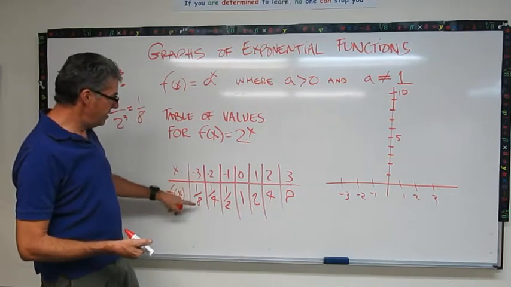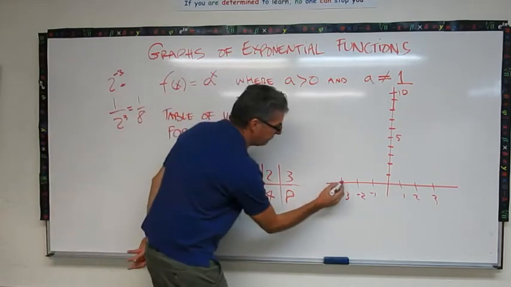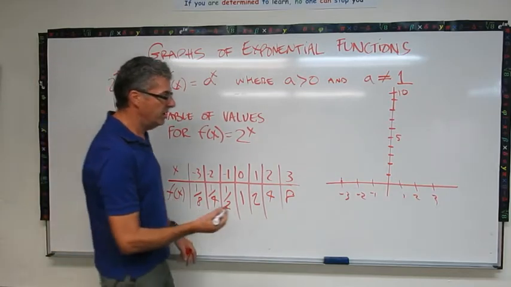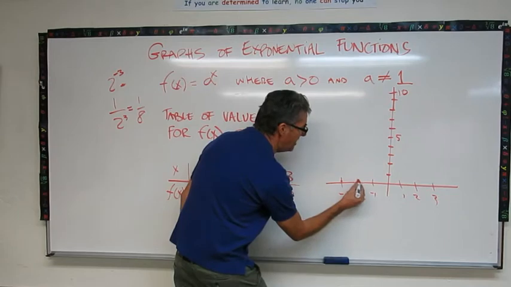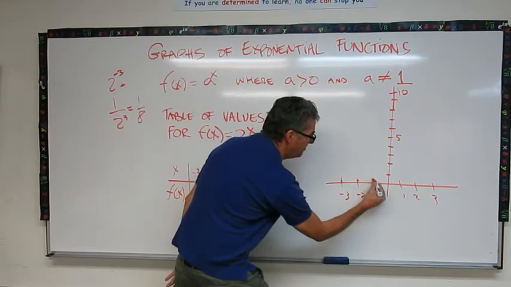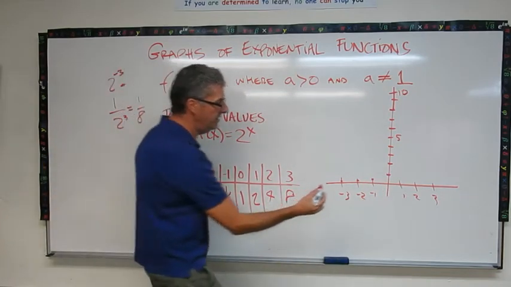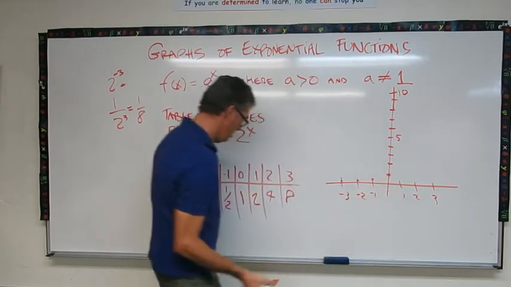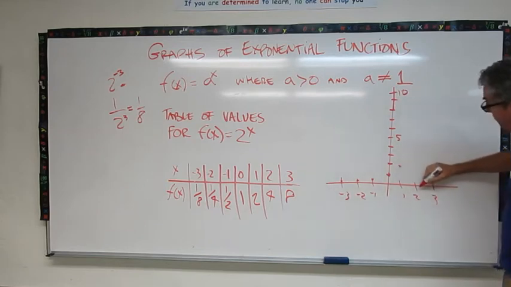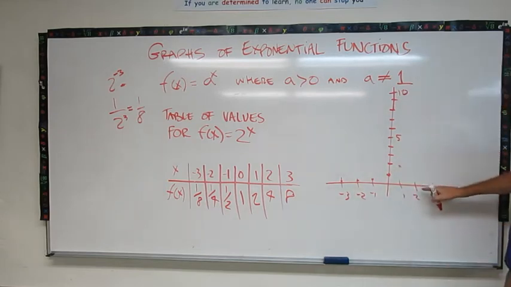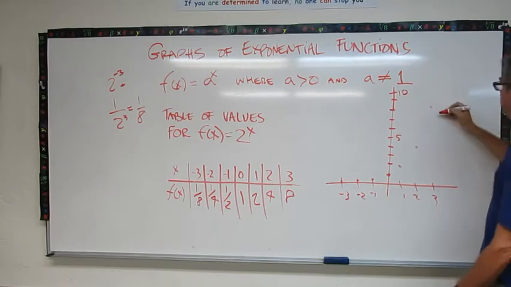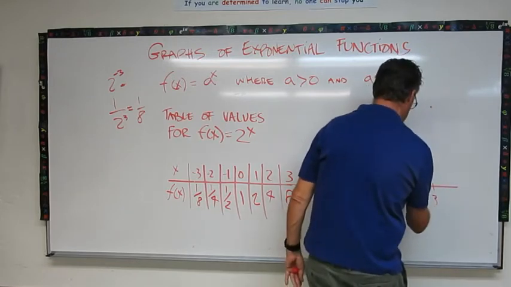Okay, our first point, -3, 1/8. That point is like right here. It's above the x-axis, but not by much. -2, 1/4, same thing, just a little bit higher, but not by much. -1, 1/2, we're getting higher, maybe right about there. 0, 1 goes right through there. 1 is 2, so we're getting up here. 1 is 2, 2 is 4, so that's getting up here, and 3 is 8, so we're up here. So you can start to see what this graph is doing.